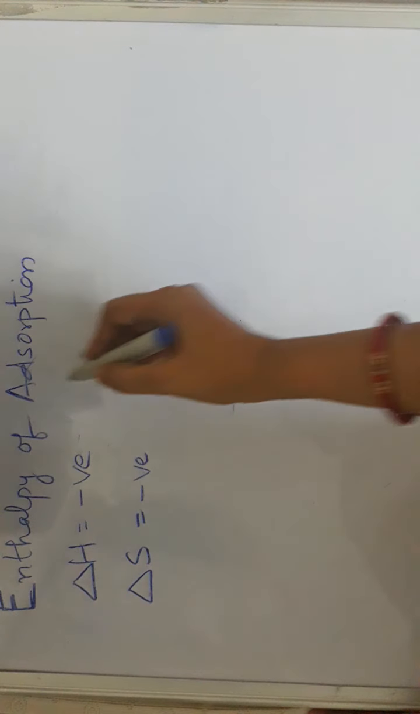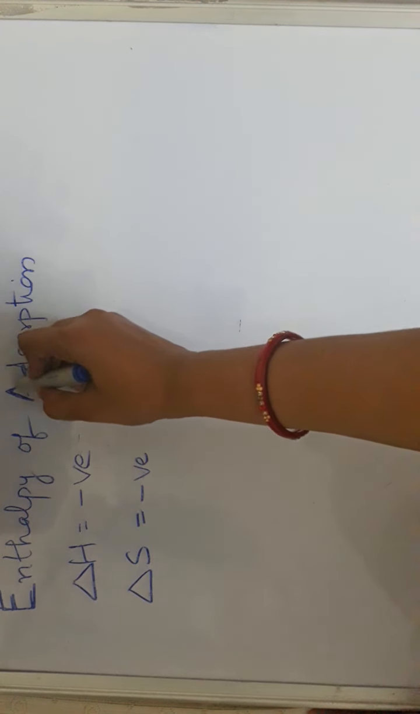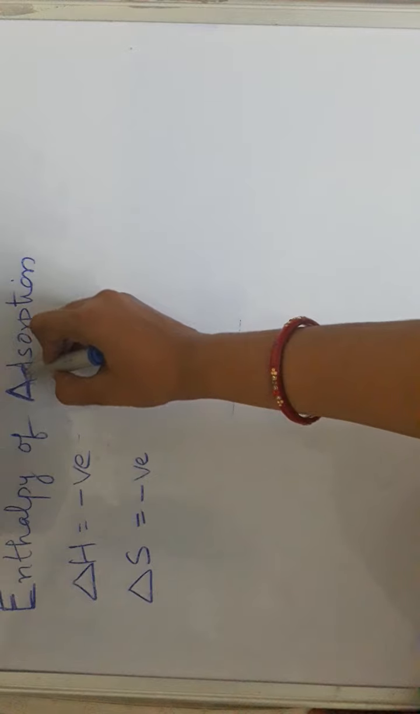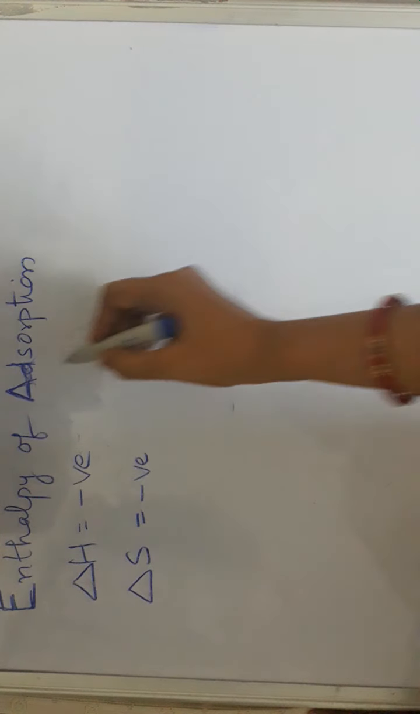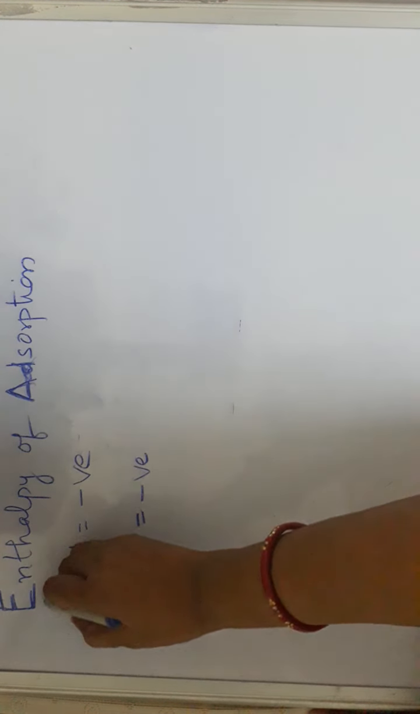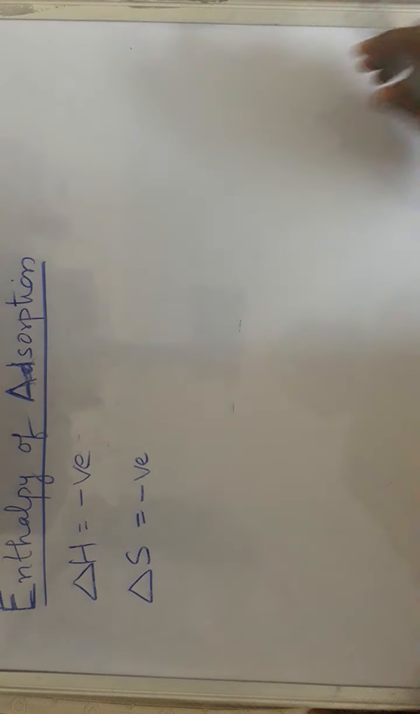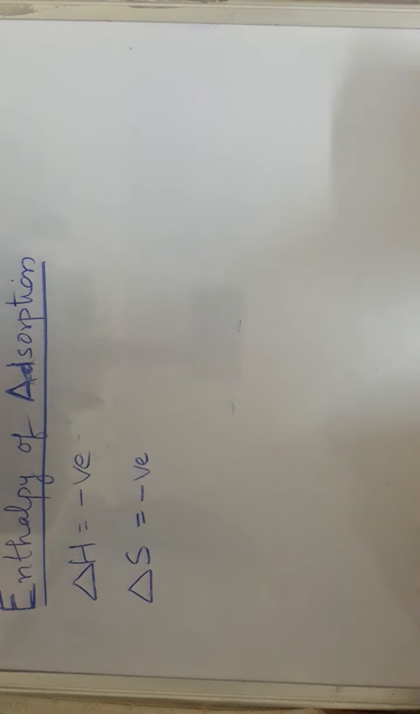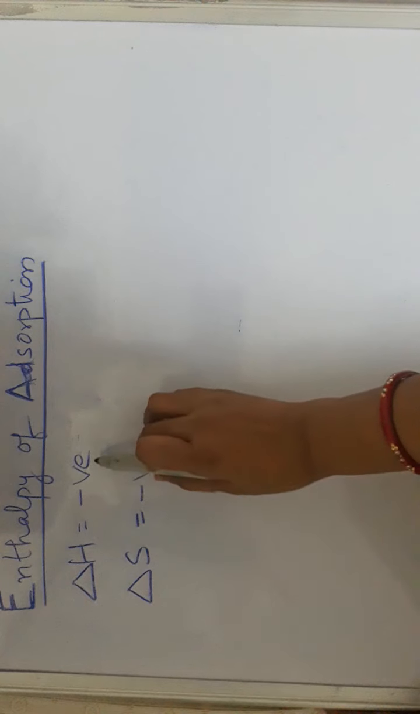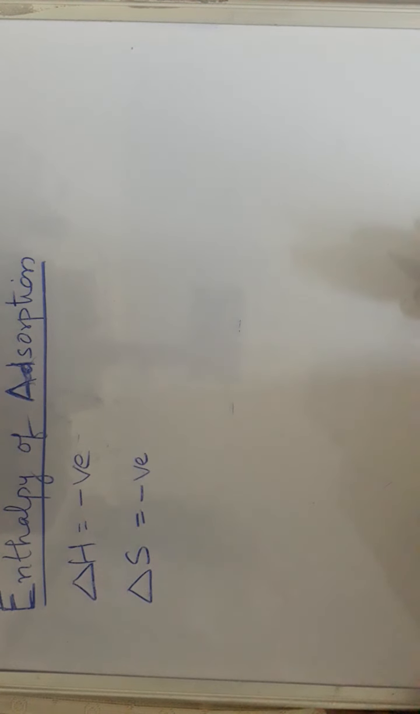Enthalpy of adsorption. In the previous class, you understood the types of adsorption and the nature of adsorption. Now, today we are going to understand the enthalpy change taking place during adsorption. Adsorption is exothermic in nature, that is, delta H, the enthalpy change, is negative.